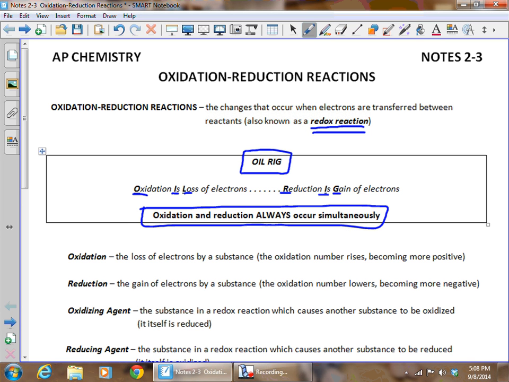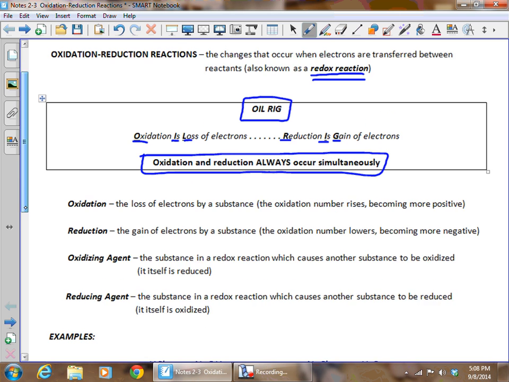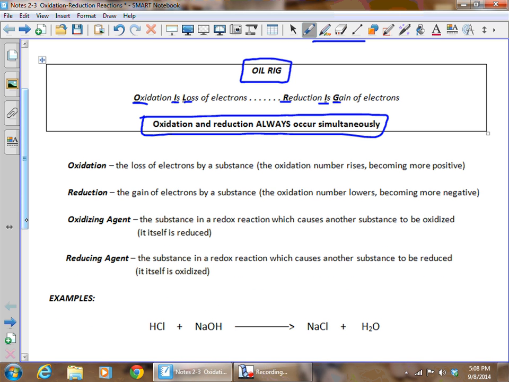Now keep in mind that the processes always occur simultaneously. You have to have something losing electrons in order for something else to gain electrons. And you can't gain electrons unless something's losing electrons, so they must occur simultaneously. So if we have oxidation, which again is the loss of electrons, keep in mind that those electrons are little negative particles, and since we're losing them, we're going to get more positive in oxidation number. So the oxidation number rises.